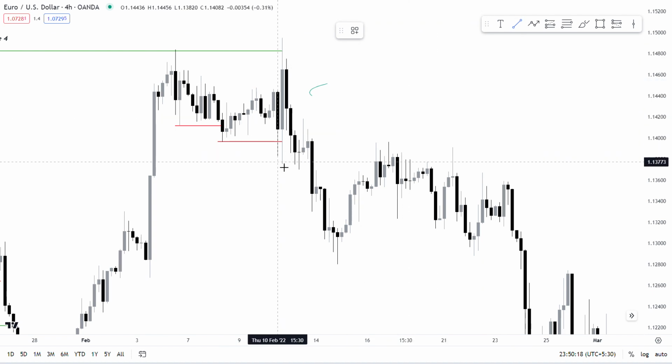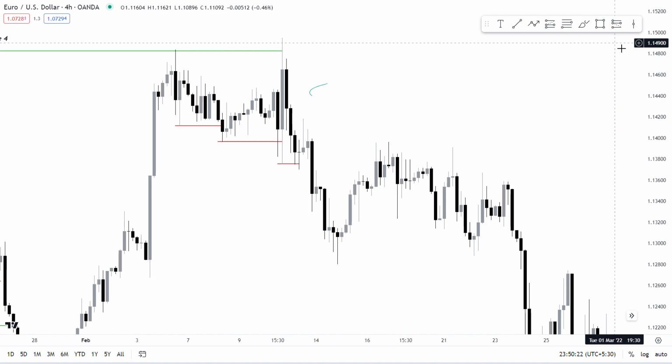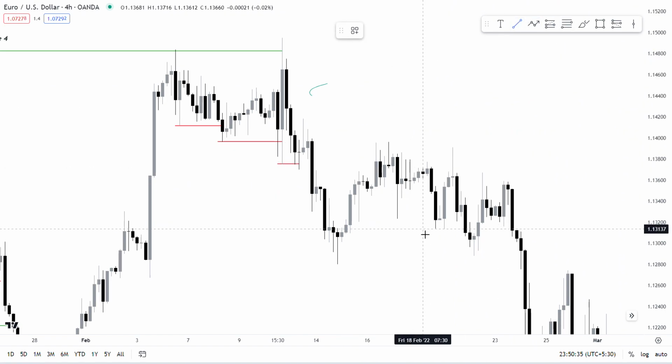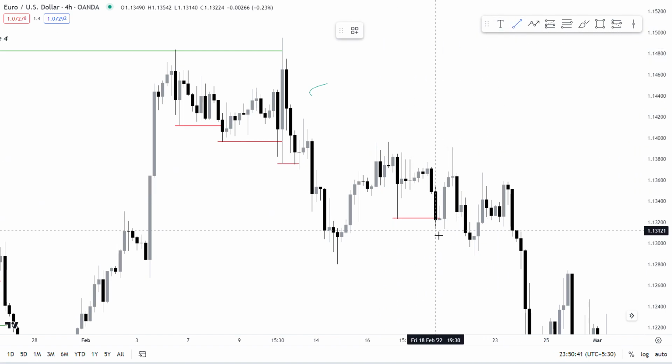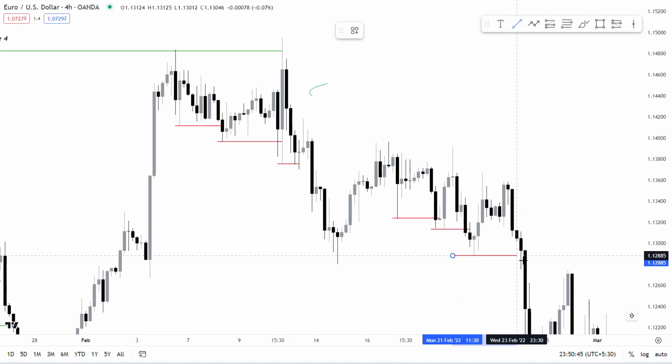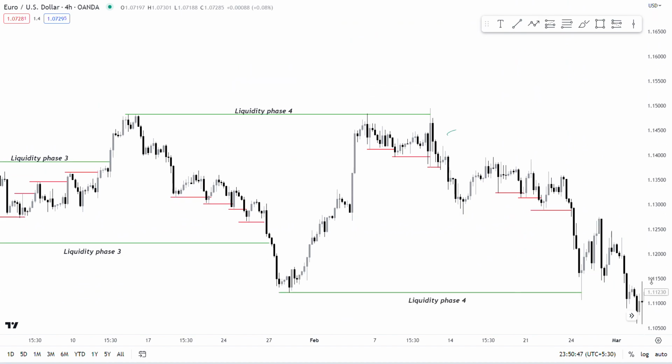Again, liquidity phase 3. I don't use liquidity phase 4 very often. I always try to end up with 3 and again wait for the fresh cycle of the liquidity, where a fourth liquidity sweep occurs very rarely. Okay, liquidity sweep phase 1, liquidity sweep phase 2, liquidity sweep phase 4.